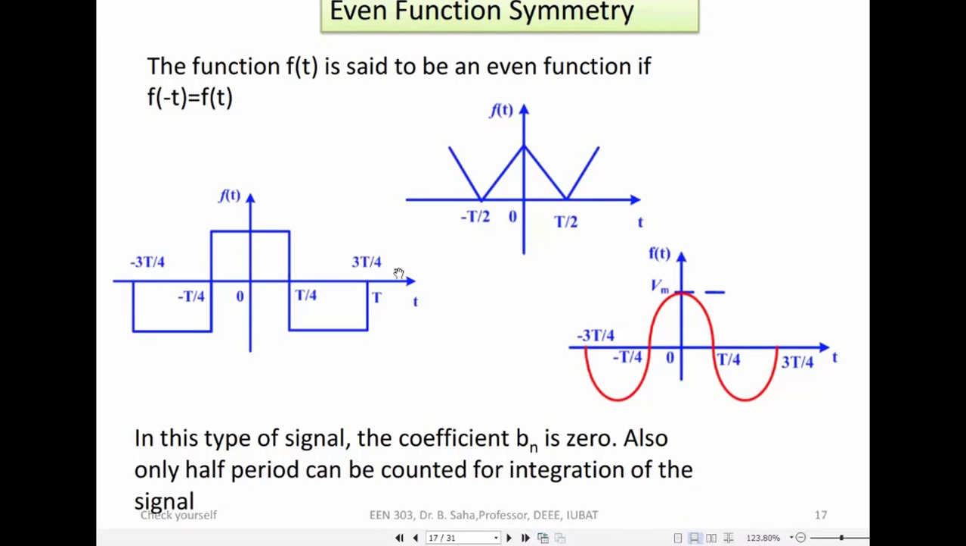In case of odd function symmetry, An and A0 coefficient are null. The null is spelling N-U-L-L. N-U-L-L. Yes, sir. All of you have written? What have you written? Repeat.